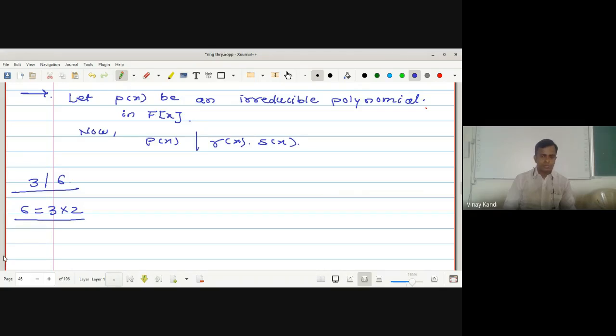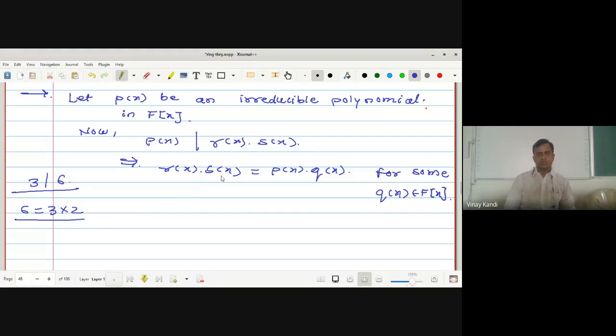Correct है ना? इथे काय येईल? What it implies is R of x into S of x is equal to P of x into Q of x for some Q of x belongs to capital F of x.